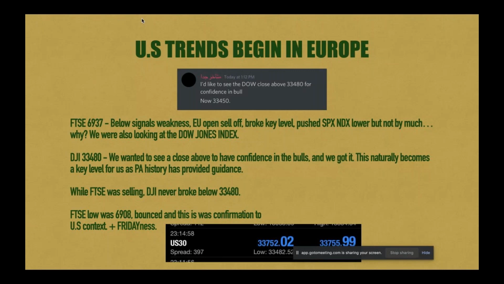Remember, guys, you saw me message, right? I'm pulling all screenshots here. I'd like to see the Dow close above 33480 for confidence in bull, right? That's me saying that right there. Now 33450, to where the Dow Jones later on went and closed above 33480. Going into Friday, we mentioned that we had two key levels of interest. One, the Dow 33480 and the FTSE 6937.